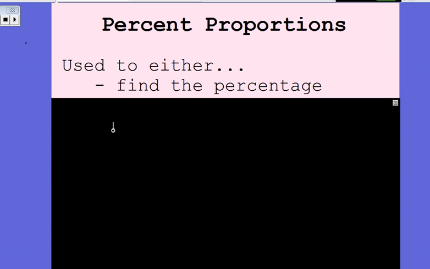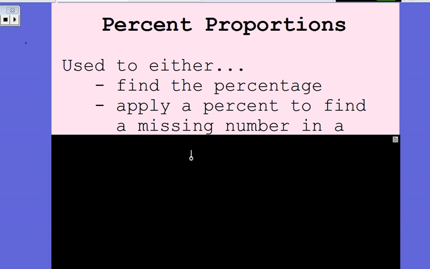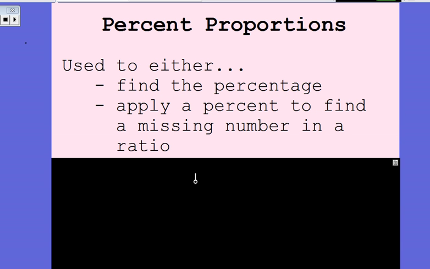So if the question specifically says find the percentage or find a percent, or if you need to apply the percent to find a missing number in a second ratio. So you're given a percent here and then you need to use it to find a number.